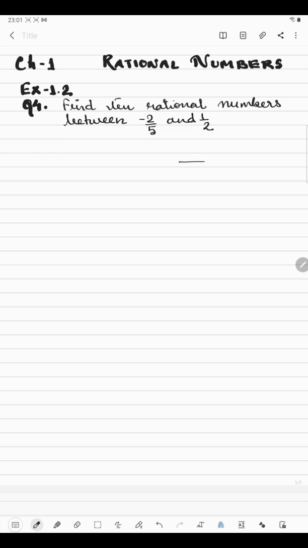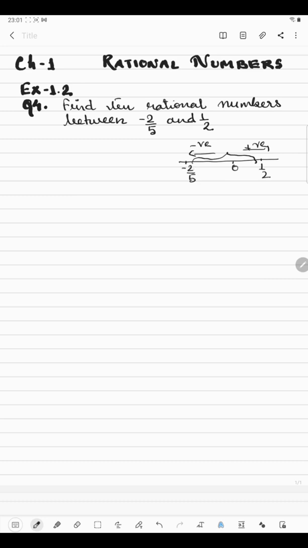Suppose this is the number line, suppose 0 lies here, and the right side of 0 is all positive rational numbers, as you know. This side is all positive and this side is all negative rational numbers. Now suppose minus 2 by 5 lies here, and 1 by 2, since this is positive, lies over here. Now we will have to find the numbers in between minus 2 by 5 and 1 by 2.